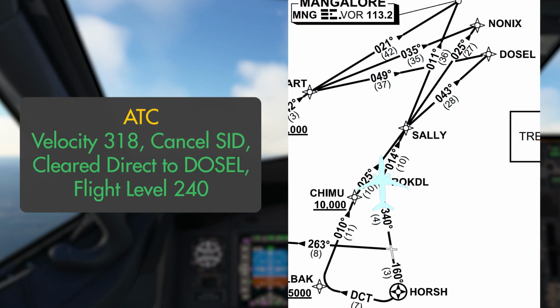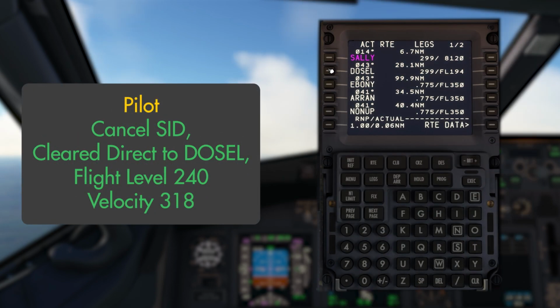Velocity 318, cancel SID, clear direct to Docell, flight level 240. Cancel SID, clear direct Docell, flight level 240, Velocity 318.